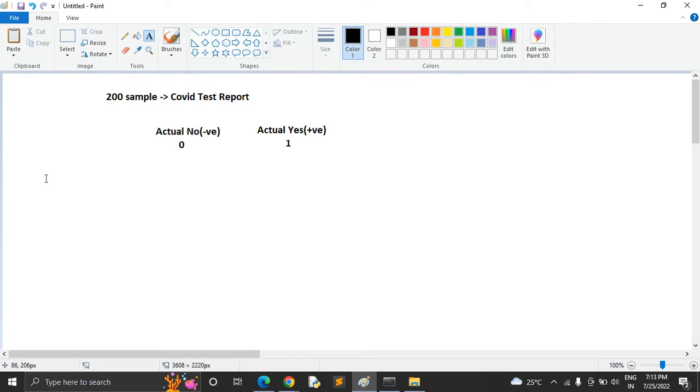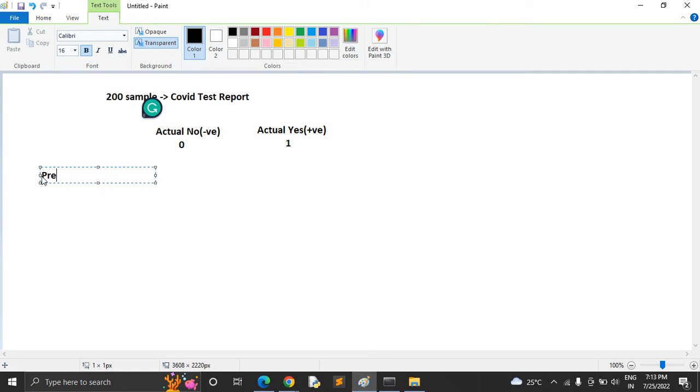Okay, but now when it comes to your model, let's see what your model says. So this is something called predicted no or predicted negative. Now here it doesn't matter what the reality is, whether the patient has COVID or not. Model will say that no, the patient does not have COVID. So here the model is predicting that the patient is COVID negative. Okay, the patient does not have COVID. Similarly, this scenario of negative can be represented as zero as well.